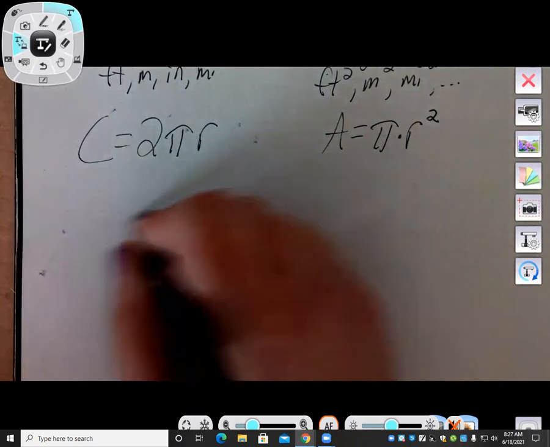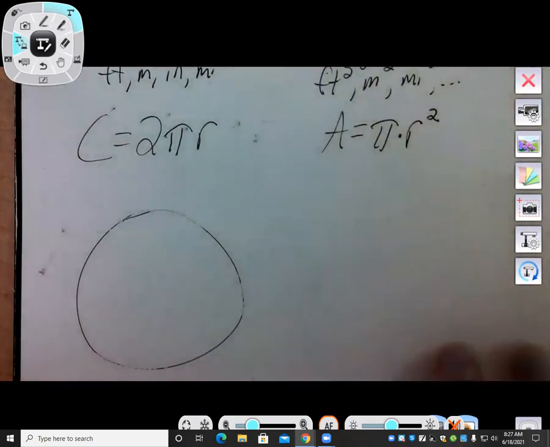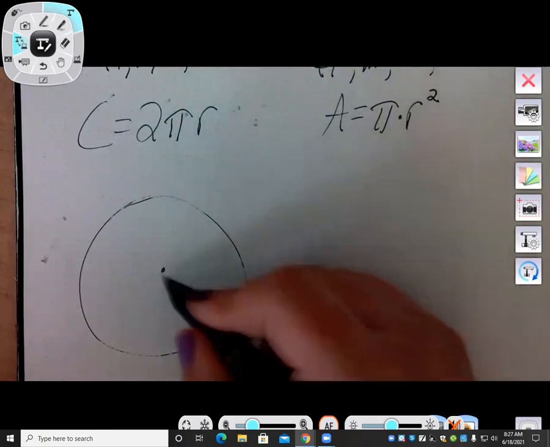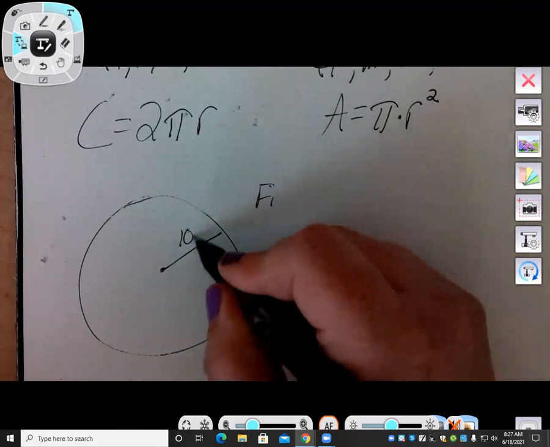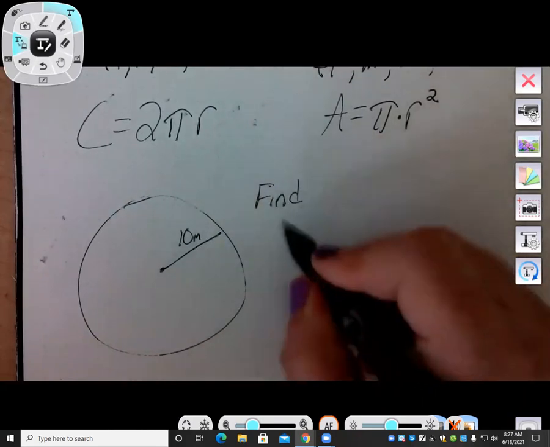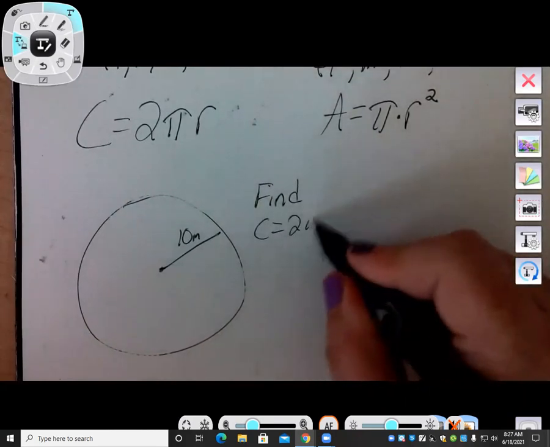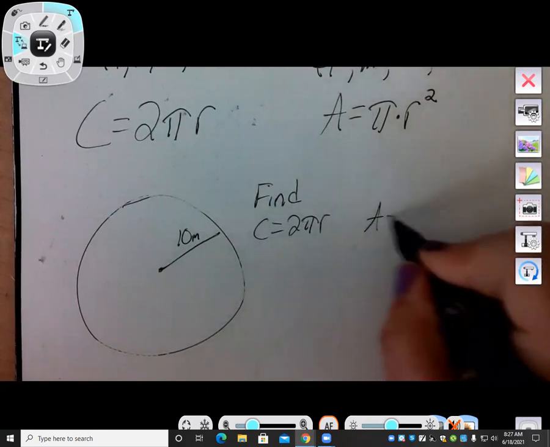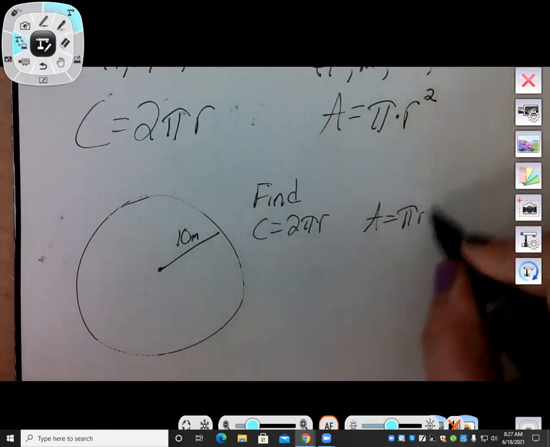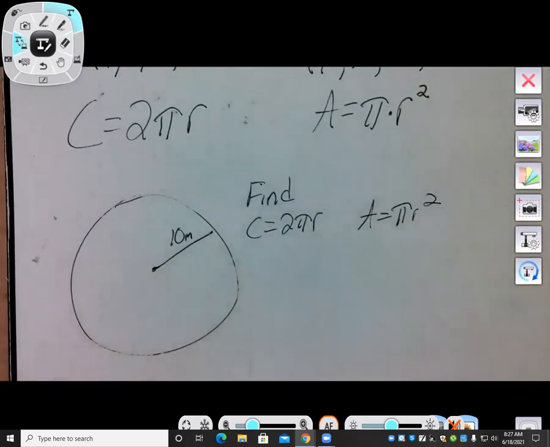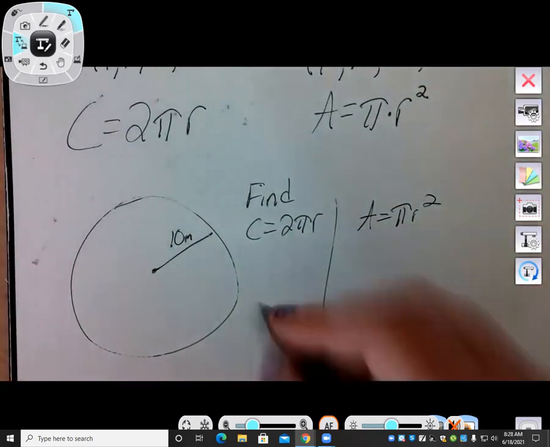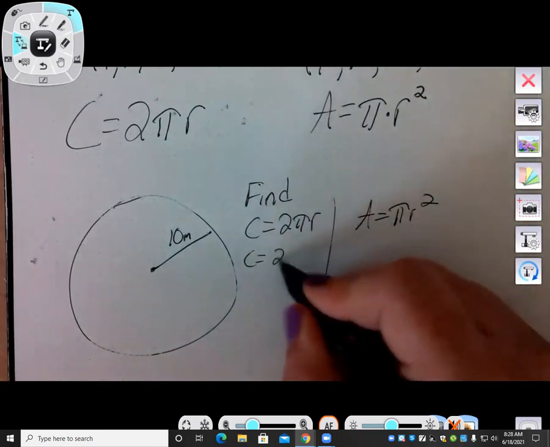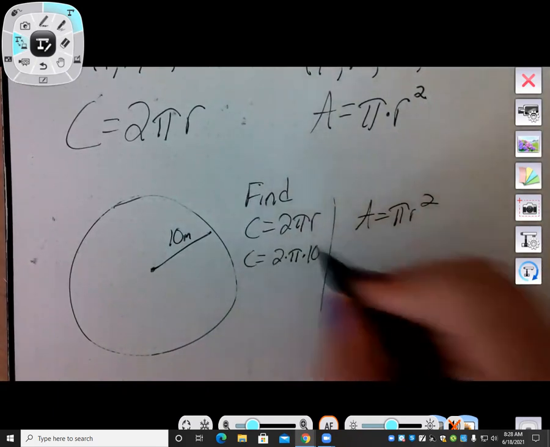All right, let's check this out. We'll start off with a nice easy one. Let's say that's a 10, well, let's do 10 meters. Find circumference and find area. Actually, let's do this one together because I want to make a point here too. If I'm going to find the circumference, my radius is obviously 10, right? So I'm going to do 2 times pi times the radius, which is just 10.